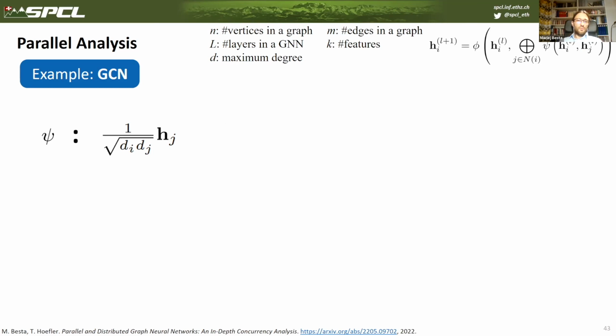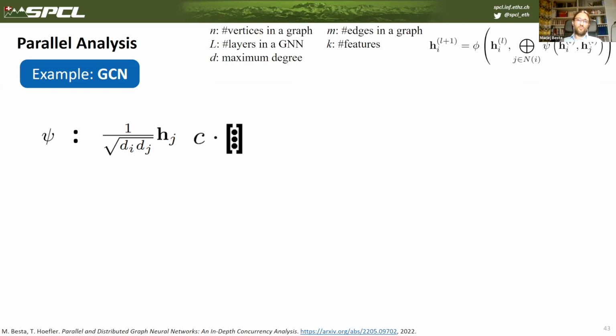which is really just the multiplication of the feature vector of a given neighbor with the normalized product with the inverse of the square root of the degrees of that vertex and its neighbor, right? So it's really our matrix normalization that we are applying at the beginning of the GCN model, right?